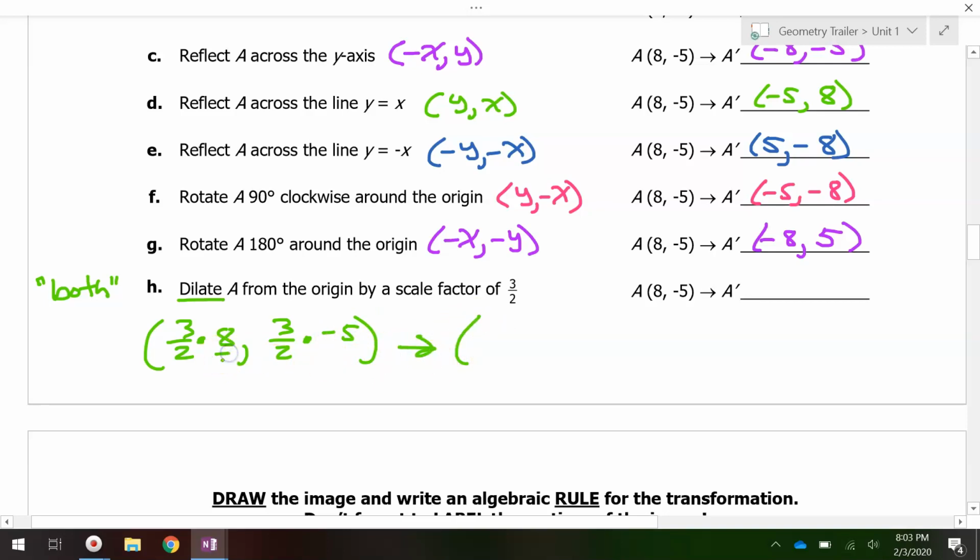Now, this 8 is like 8/1, and -5 is like -5/1. So this is going to become 24/2 and -15/2. But 24 divided by 2 is 12. So this is going to be 12. -15 divided by 2 is -7.5. So that is the answer.